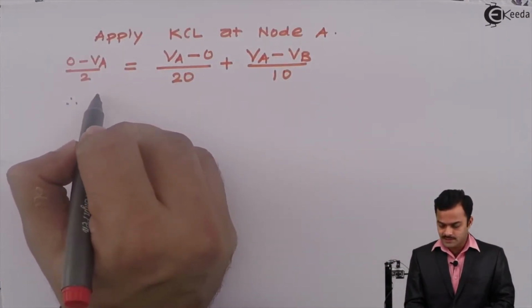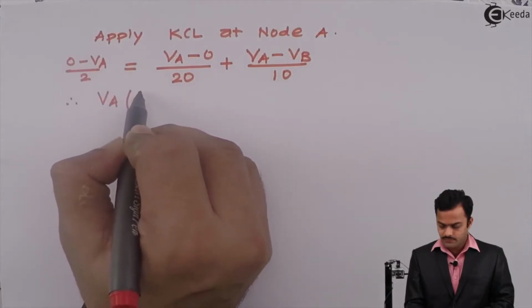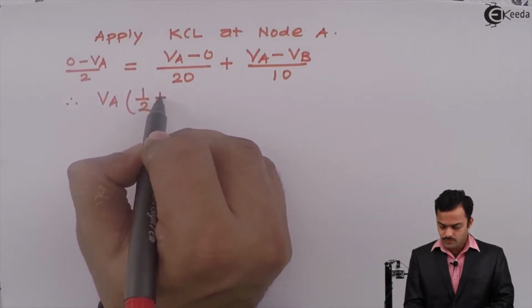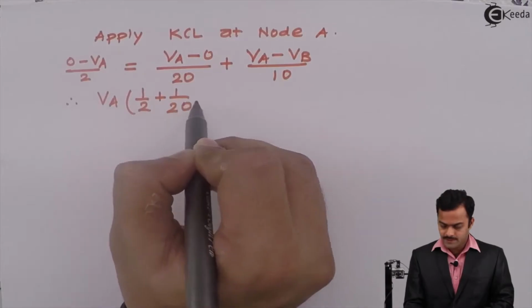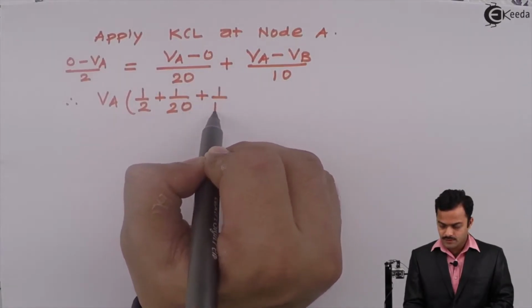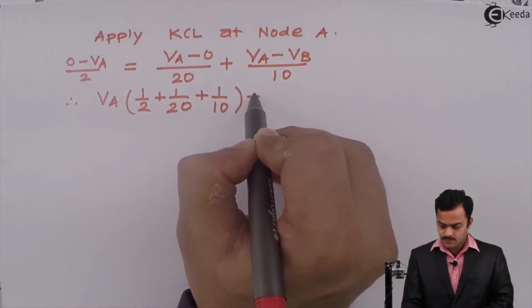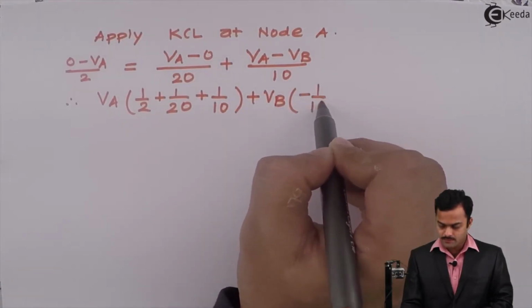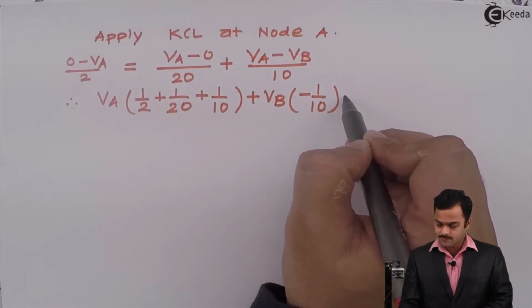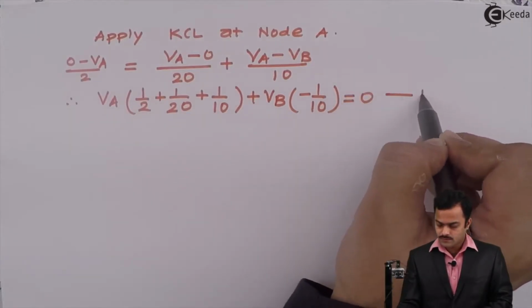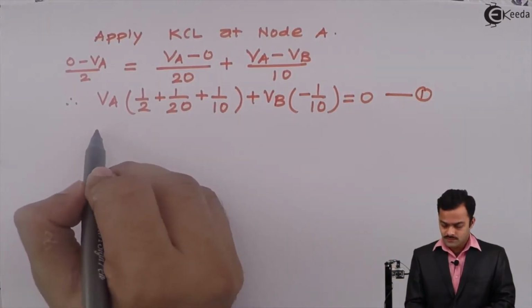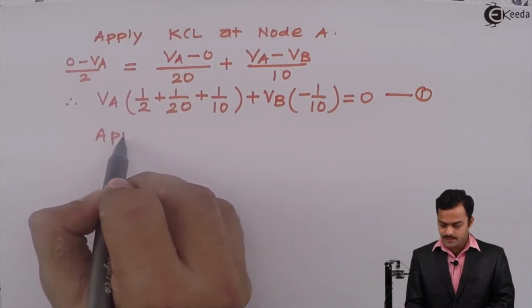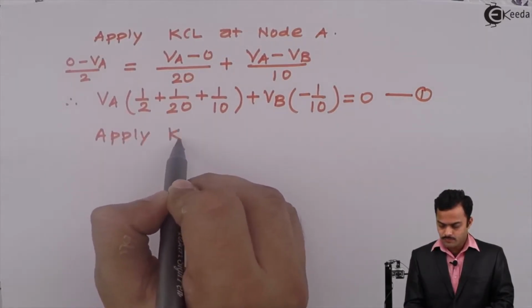After rearranging the terms, I will get VA (1/2 + 1/20 + 1/10) plus VB (minus 1/10), since there is no constant term, equal to 0, equation number 1. In a similar way, I can apply KCL at node B.